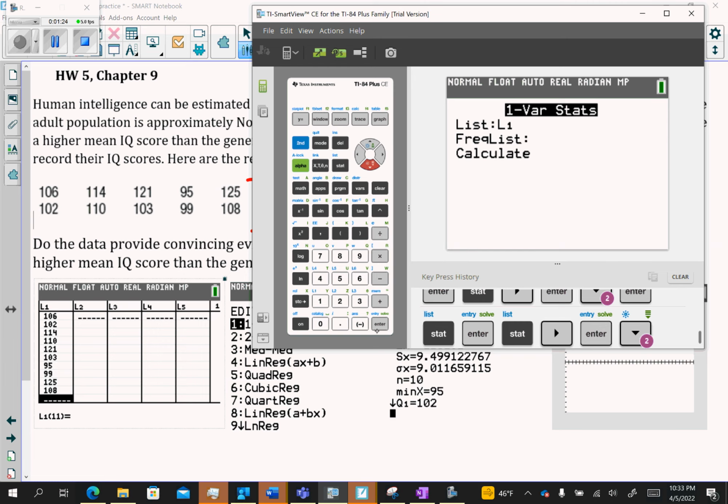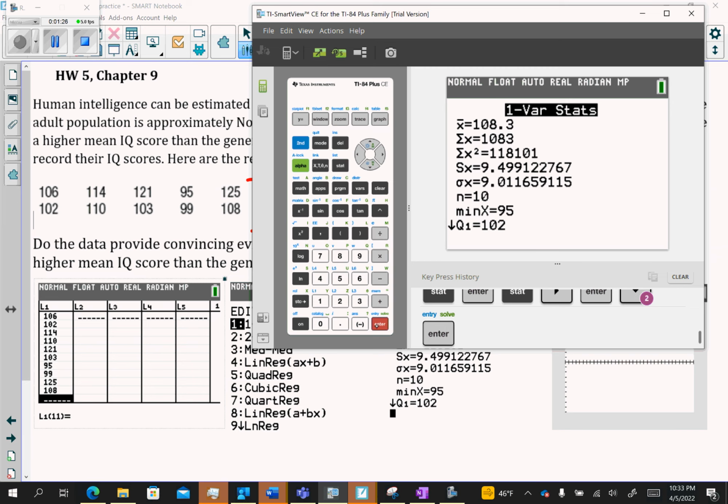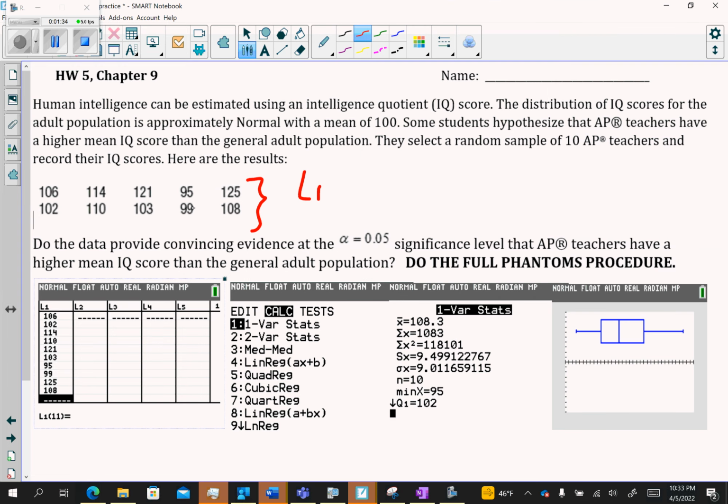And when you hit Enter, you should get your mean x bar and your standard deviation S, and that's the standard deviation of the sample, Sx. So when you go over here to my work, you see I'm going to circle the mean here, 108.3, that's my sample mean, and the standard deviation S, okay? That's what I'm going to use for this example.